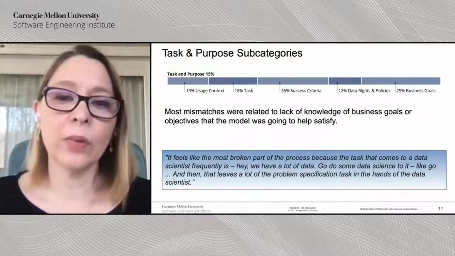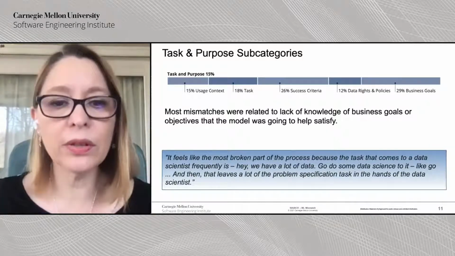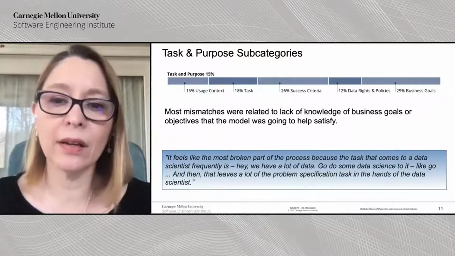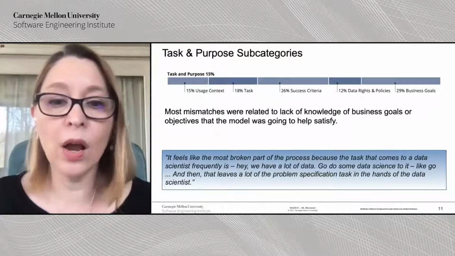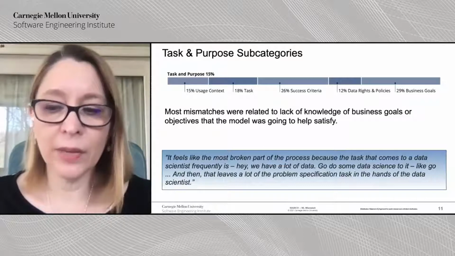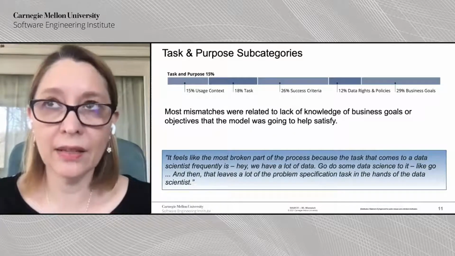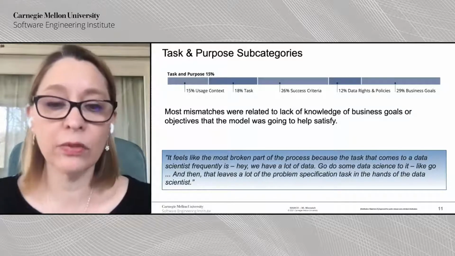As far as task and purpose, this was more evenly distributed than the other categories. Most of the mismatches really had to do with lack of knowledge of business goals or objectives that the model was going to help satisfy. This is actually very interesting because it was one of the best quotes that we got from our interviews, and we believe is one of the major causes for problems.